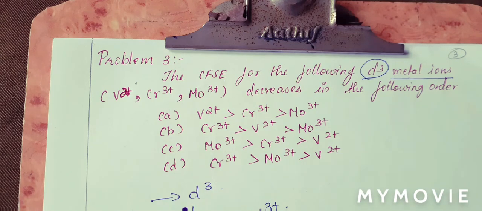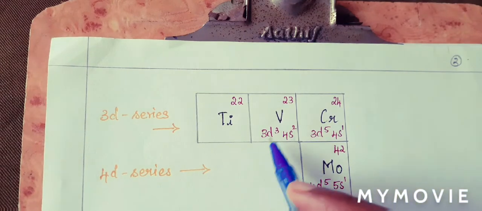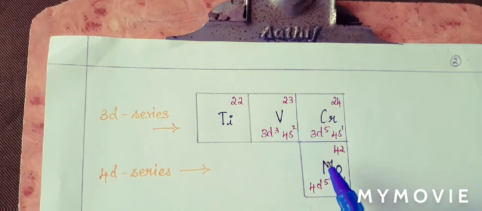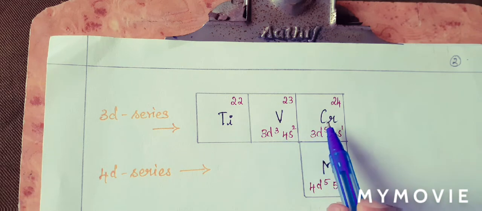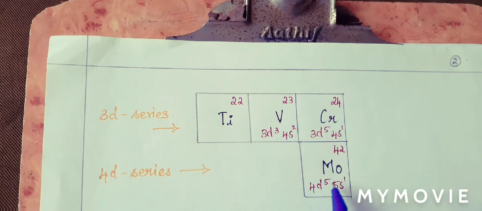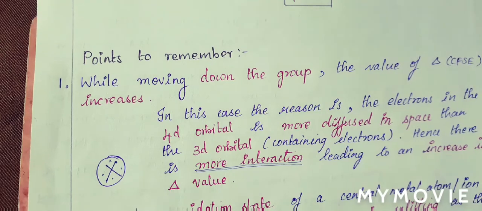Now I have a set of points which are to be remembered when these types of questions are asked. I have just written down the way in which all of these elements are positioned in the periodic table. In the 3d series, we have vanadium and chromium, and in the 4d series, we have molybdenum. Now, the first and the most important point is a periodic trend which most of the time we fail to understand, which is to be applied in this question.